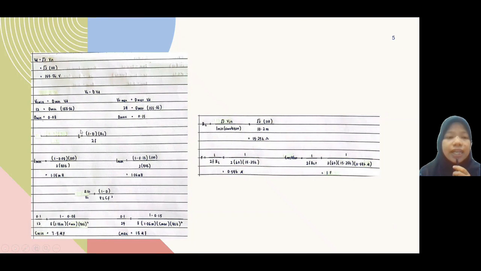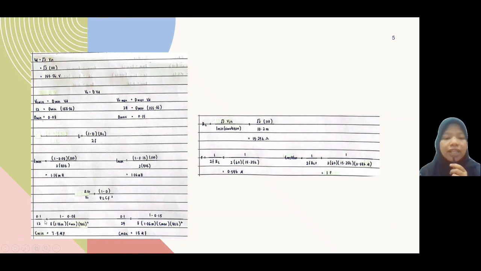Next, we need to find the inductor, which the formula is 1 minus D times RL over 2F. The RL given is 100 ohm and the frequency given is 40k. So the inductor min is 1 minus 0.08 times 100 over 2 times 40k, which we get 1.15 millihenry. The inductor maximum is 1 minus 0.15 times 100 over 2 times 40k, which is 1.06 millihenry.